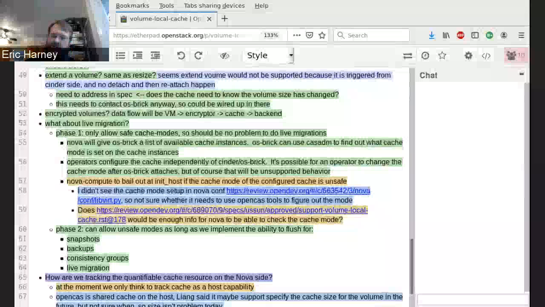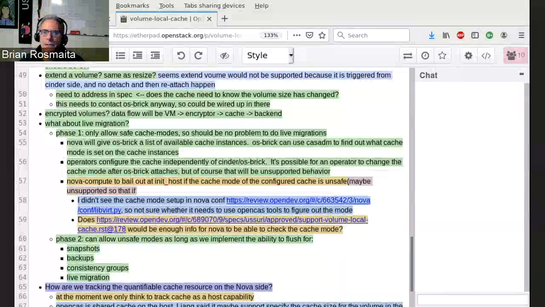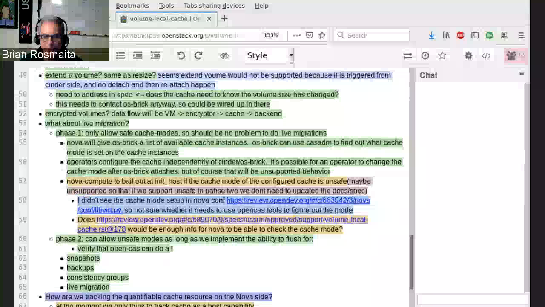Do we actually know if OpenCAS has a way for us to request the flush? I thought one of the concerns was that we didn't actually know if we could even do that right now. Well, I just sort of assumed that it had to, but that's a good point. We need to.